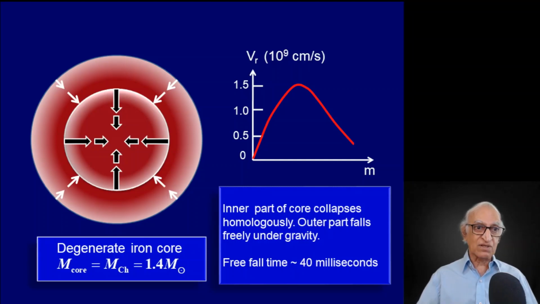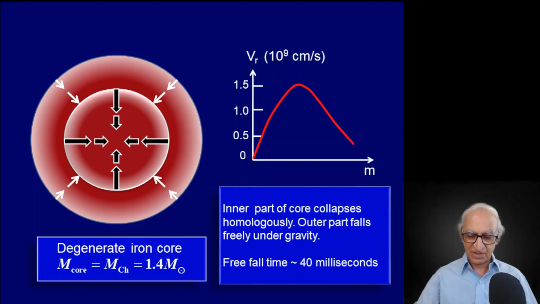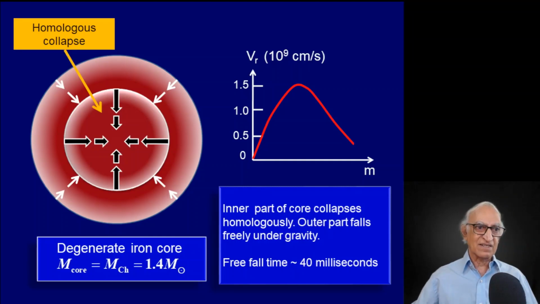But the outer regions of the core are free falling. They are not collapsing homologously. They are free falling as if I dropped a stone. That is indicated here. The inner portion of the core is collapsing homologously, and the velocity increases radially with r. That's what I've indicated by the length of the arrow increasing.